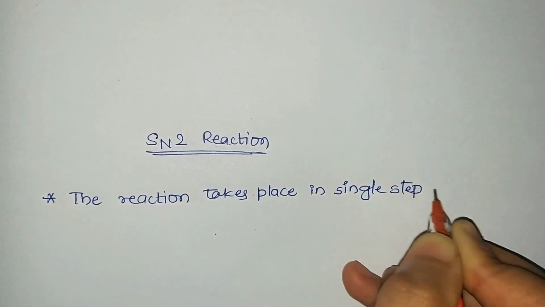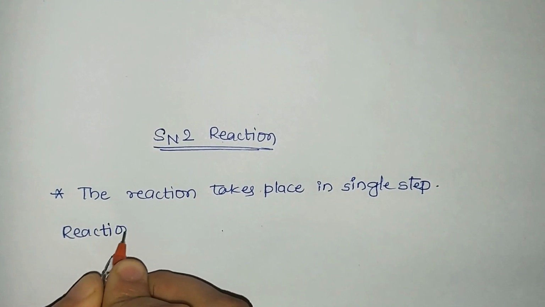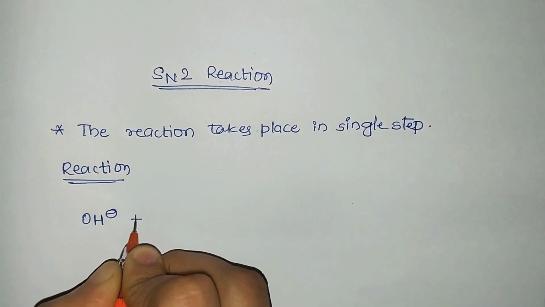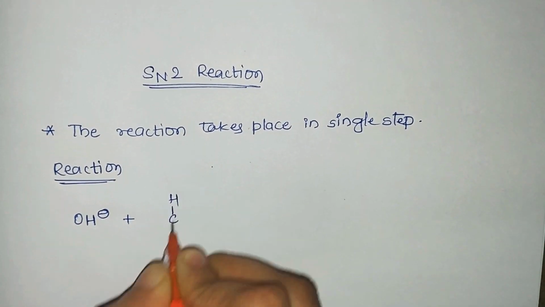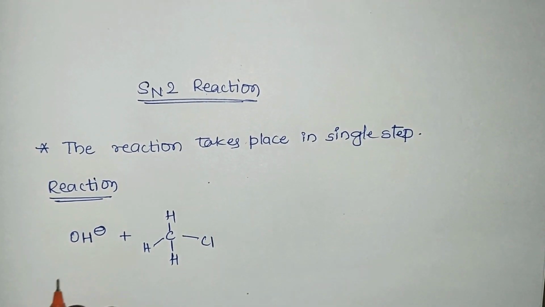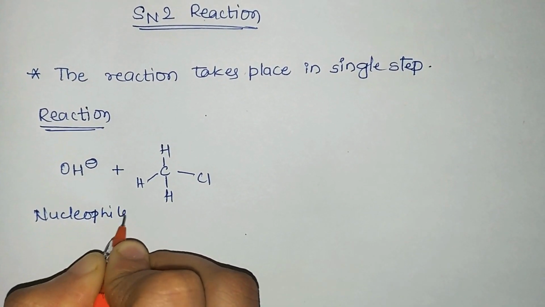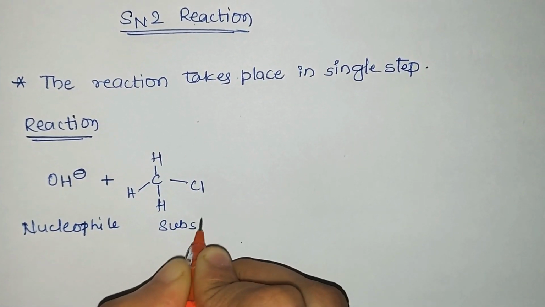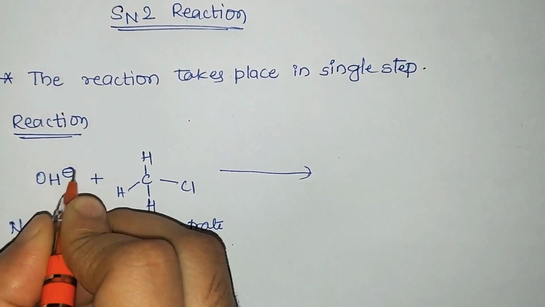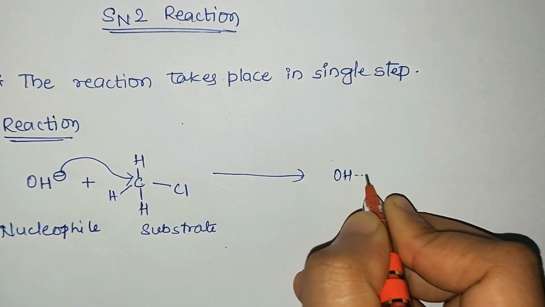Then the reaction. How will we represent the reaction? We have seen that a nucleophile, so we'll consider our nucleophile to be OH minus, attacks the alkyl halide, that is CH3Cl, methyl chloride. So the nucleophile, as discussed earlier, attacks the substrate, that is our alkyl halide. When the nucleophile attacks a substrate, the transition state is formed. That means a state where old bonds are breaking and a new bond is forming.